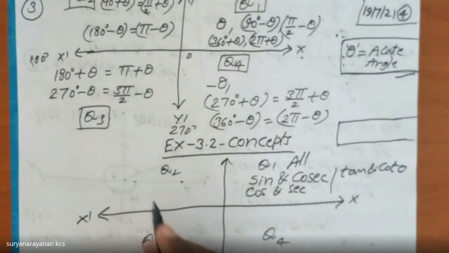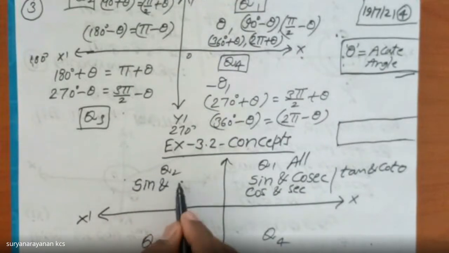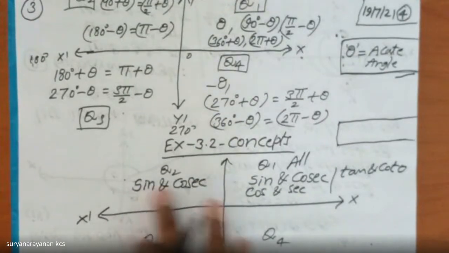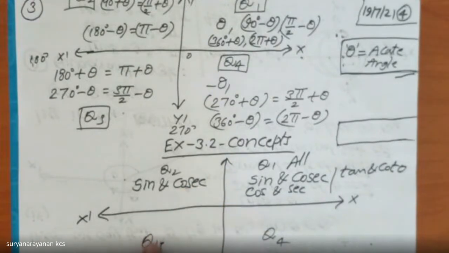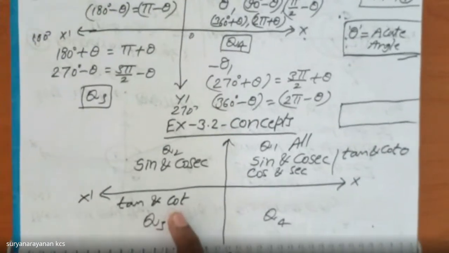In the second quadrant, only sine and its reciprocal cosecant, only these two trigonometric functions are positive, and the remaining 4 trigonometric functions are negative. In the third quadrant, tan and its reciprocal cot, only these 2 trigonometric functions are positive in the third quadrant, and the remaining 4 trigonometric functions are negative.